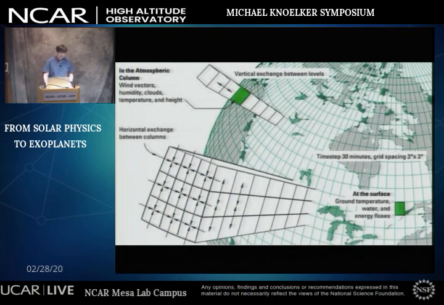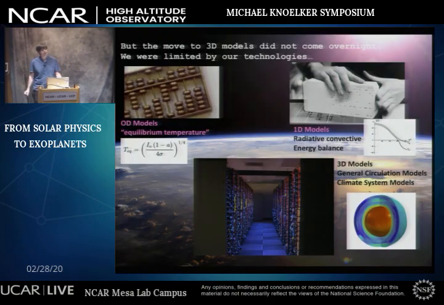So the move to 3D models has come slowly for planetary and exoplanetary communities. One, especially for exoplanets, is a very much data-starved environment. So using 3D models perhaps can seem as overkill for the amount of data we're returning. But two, we have been limited by our technology.